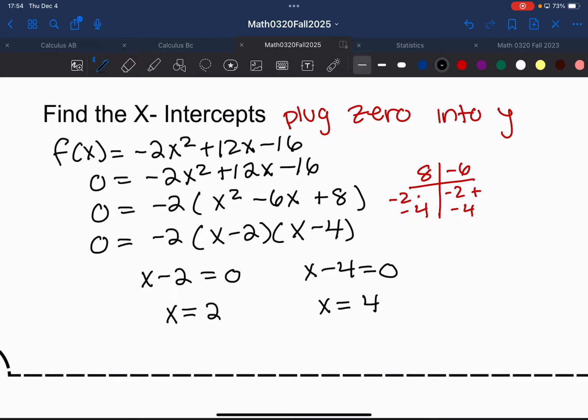So since these are the x-intercepts and we plugged in 0 for y, what we actually have is 2 points that we could plot. 2, 0 and 4, 0. These would be our answers. We would have to write our x-intercepts as points.